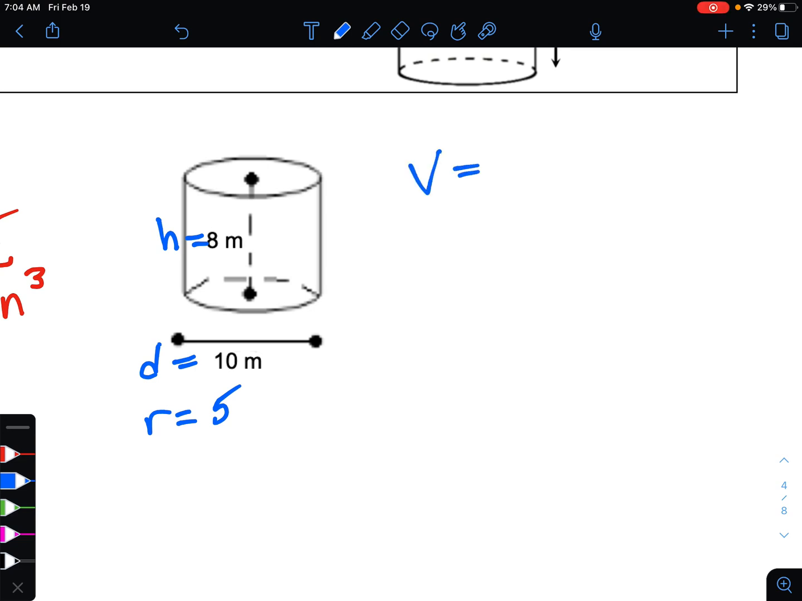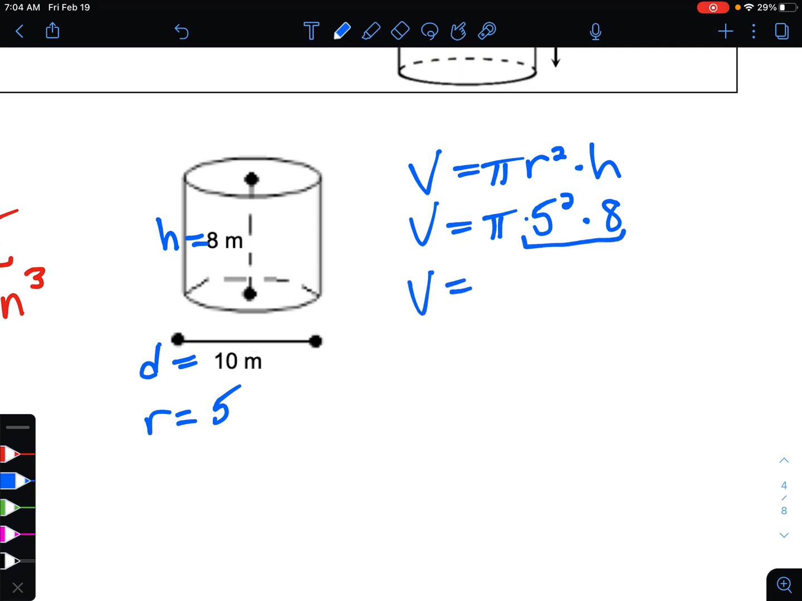So let's go ahead and find our volume for our cylinder. Again, that formula is pi r squared multiplied by height. And so as we plug those numbers in, we're going to have pi multiplied by 5 squared multiplied by our height, which is 8. And to simplify that, we'll multiply together the numbers after pi. So 5 squared multiplied by 8, which is 200. Then we'll put pi after it, and then include our label, which is meters cubed.